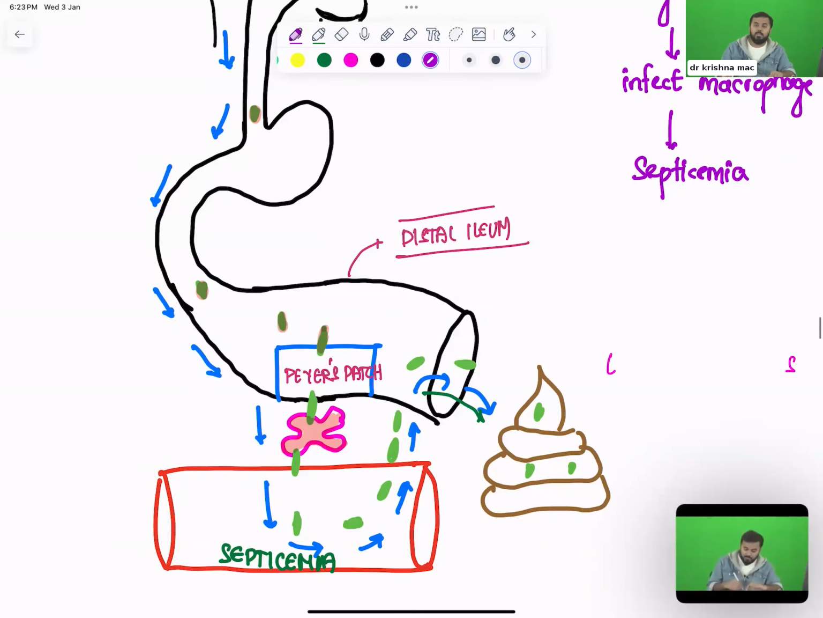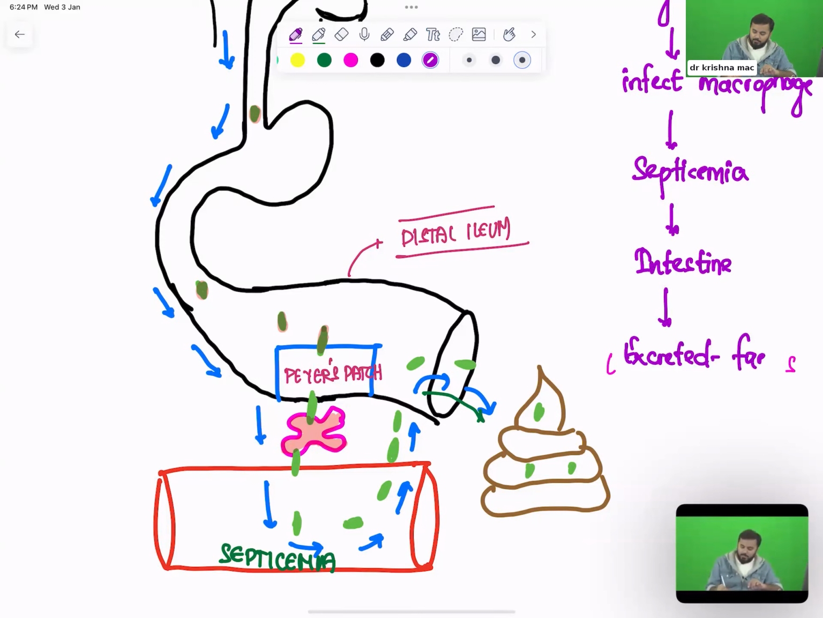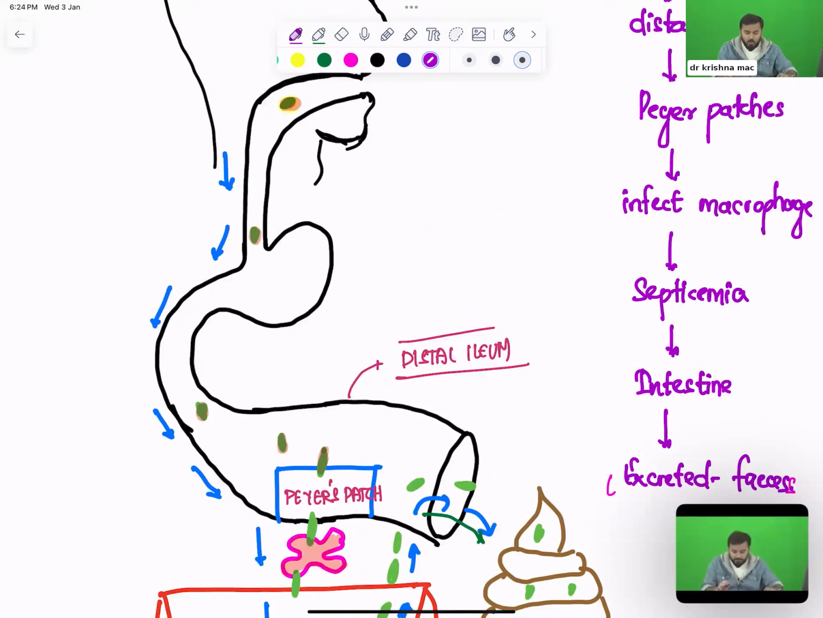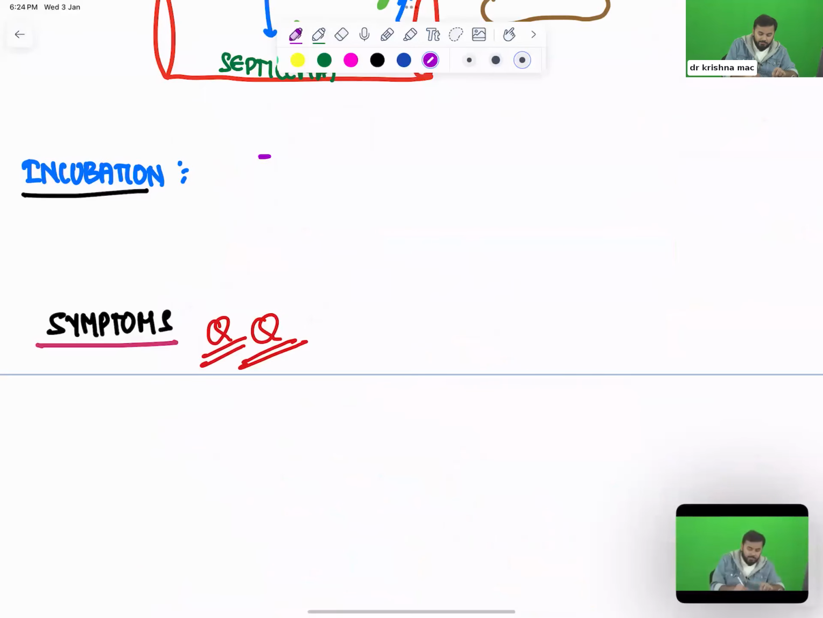Now, once septicemia is caused, from here again it is going to enter where? It is going to enter into your intestine, and from the intestine it is excreted back in the feces. So this is how the pathogenesis takes place. All of you understood till here? For the complete disease to occur, it would take around 5 to 30 days. It means the incubation period is around 5 to 30 days, not 50, I'm sorry, 5 to 30 days.